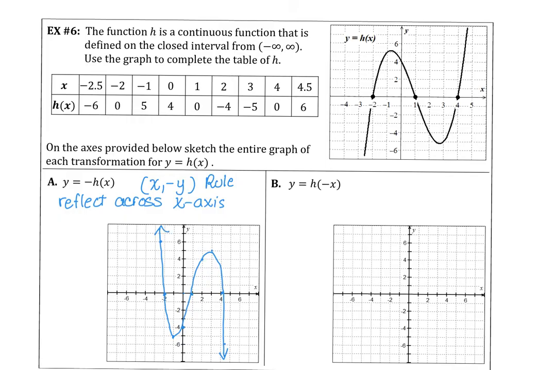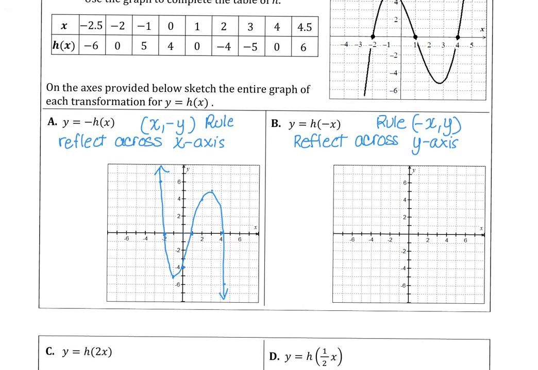On letter B, we want the opposite of x. So that rule is to change the x and keep the y's. What's happening verbally? We're going to reflect across the y-axis. So sketching that graph, we're going to change the x's. Instead of negative 2.5, we've got positive 2.5 and negative 6. And moving through all of those values, we've got the graph looking like this, reflected across the y-axis.